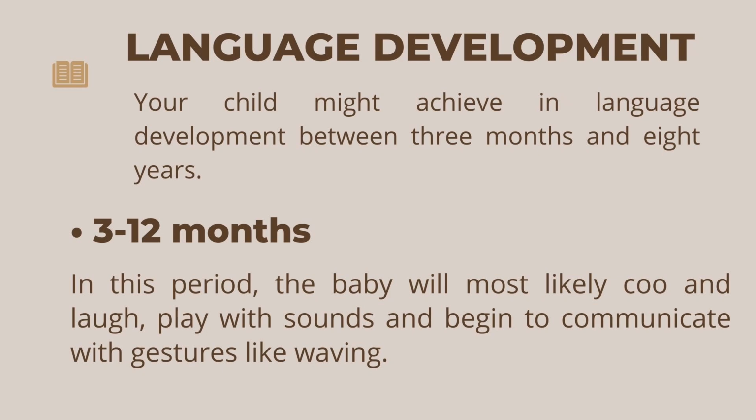Infants also develop their language. Language development: your child might achieve milestones in language development between 3 months and 8 years. In 3 to 12 months, the baby will most likely coo and laugh, play with sounds, and begin to communicate with gestures like waving. Babbling is an important developmental stage during the first year. At this stage, though this speech doesn't mean anything, first words often start by around 12 months.